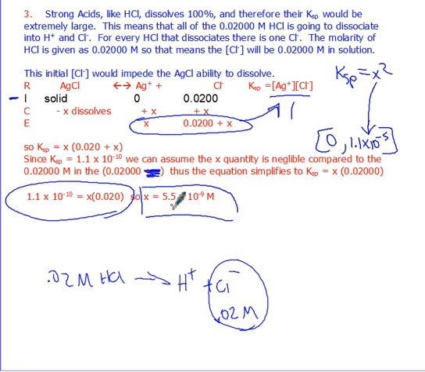So the real issue here, let's talk about the real focus of this. If there's already an ion in the solution, that's going to impede the compound's ability to dissolve. This is called the common ion effect.